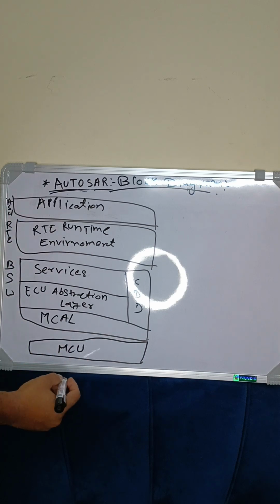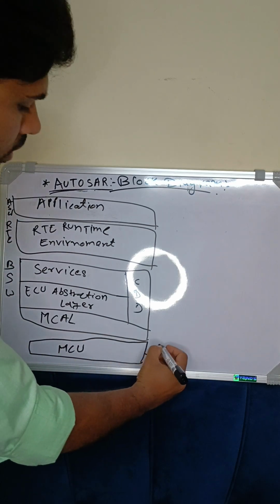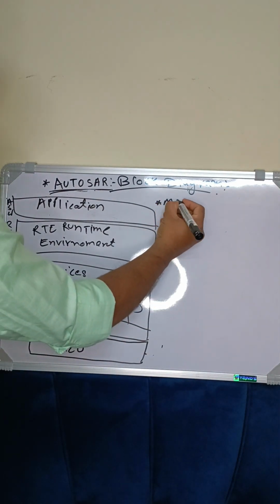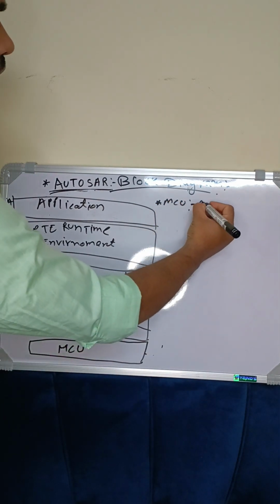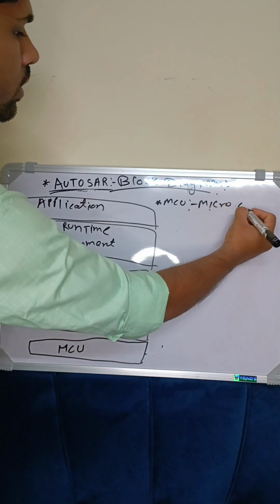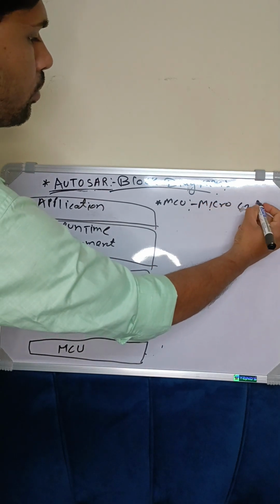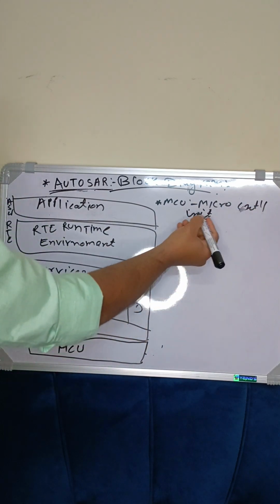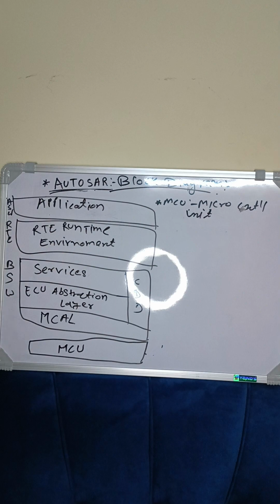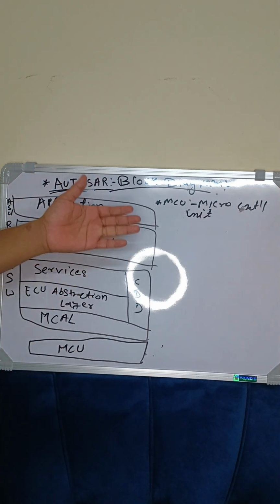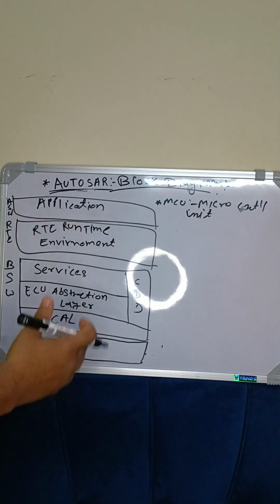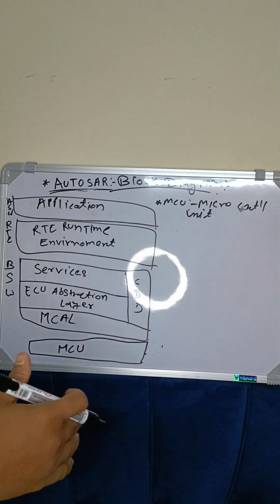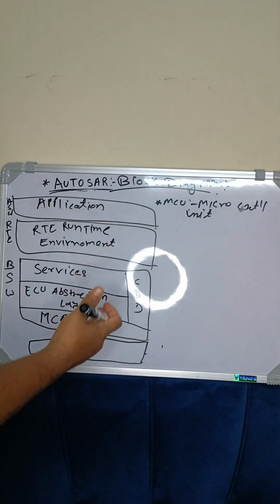In MCU, what is the MCU? I will write here MCU. Basically, it is the microcontroller unit. Basically, what is the use of this? MCUs help to configure the power mode settings, and they also help to initialize the clock. So that is the purpose of MCU.